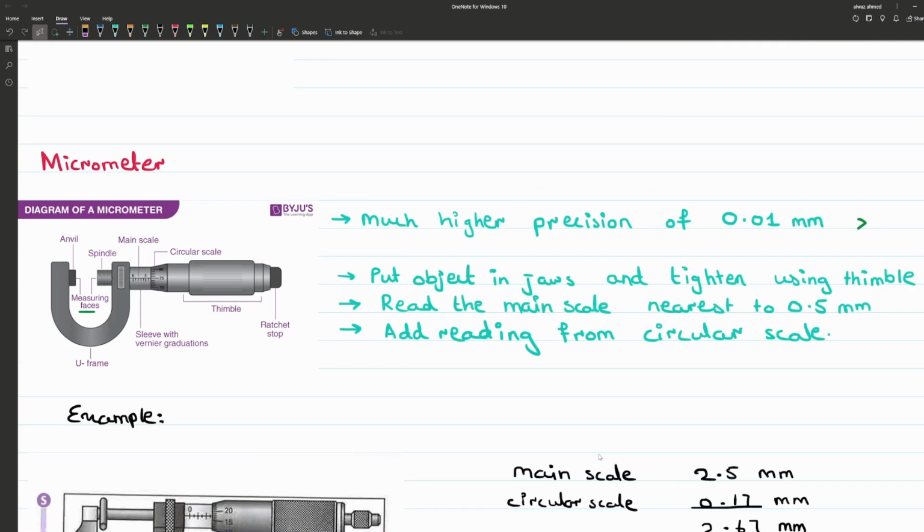Next up is micrometer. Now micrometer is an instrument which we can use to get more precise readings, as it has a much higher precision of 0.01 millimeter. Now I'll teach you how to use a micrometer. The first step is to put the object in the jaws and tighten it using the thimble until it's firm. Next we'll get the main scale reading nearest to the 0.5 millimeter, and then we'll add the reading from the circular scale to the main scale reading.